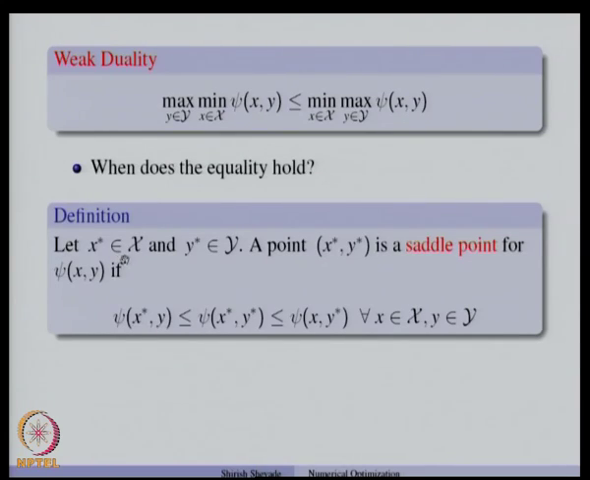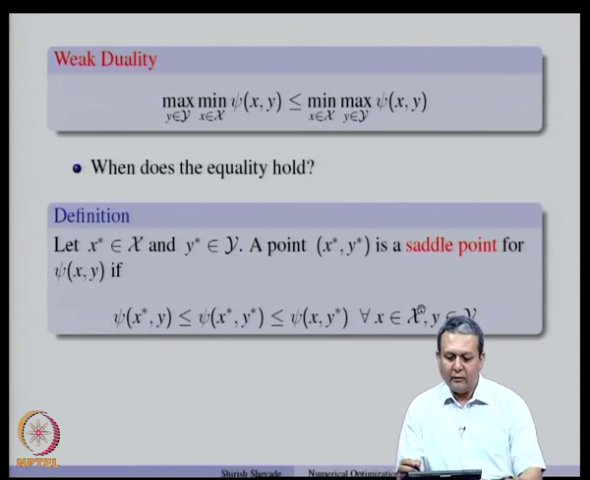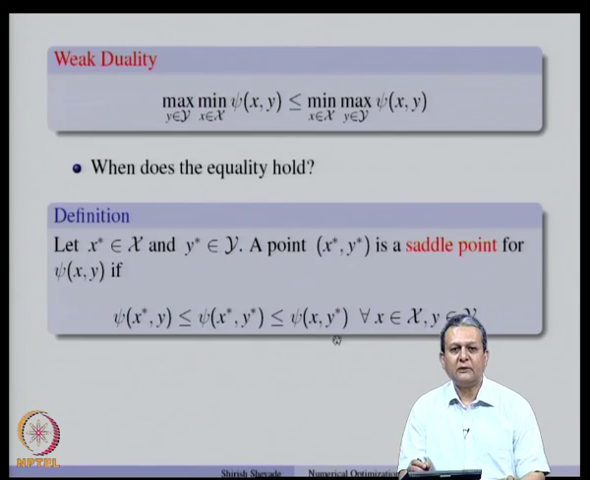So, let x star be from the set script x and y star be from the set script y. The point x star y star is a saddle point for psi x y if this condition holds. So, psi x star y star is less than or equal to psi x y star and greater than or equal to psi x star y for all x in the set script x and y in the set script y. So, this is a very important condition, and this is called the saddle point condition.